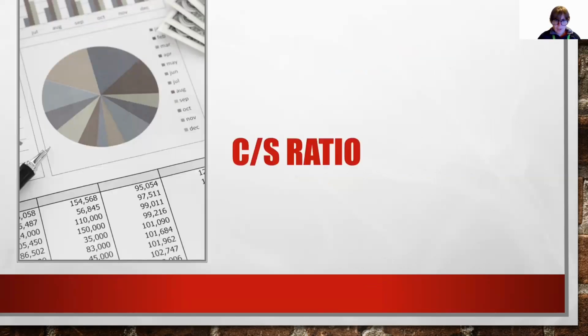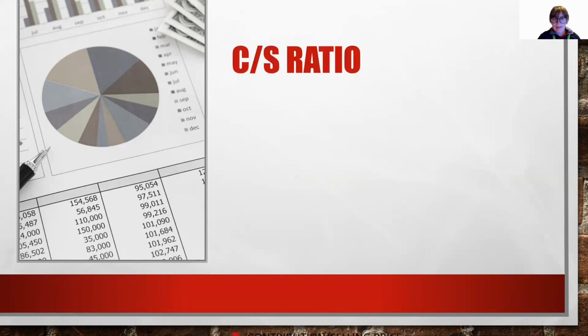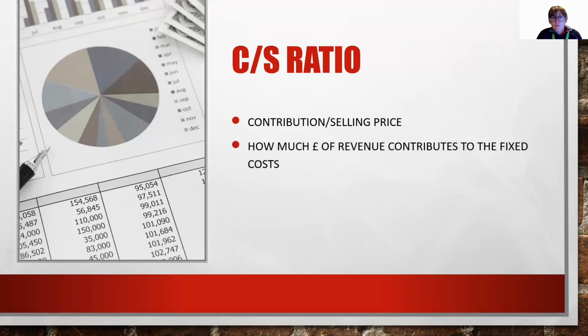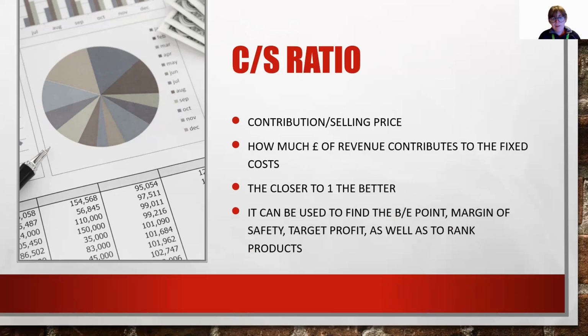CS ratio then. Well, I've just briefly mentioned it. It is calculated by doing our contribution divided by our selling price. But what does it mean? Well, essentially it tells us how much of revenue contributes to our costs. The closer that this is to 1, the better. It can be used to find the break-even point, the margin of safety, the target profit, as well as to rank products when it comes to deciding which product to prioritise.